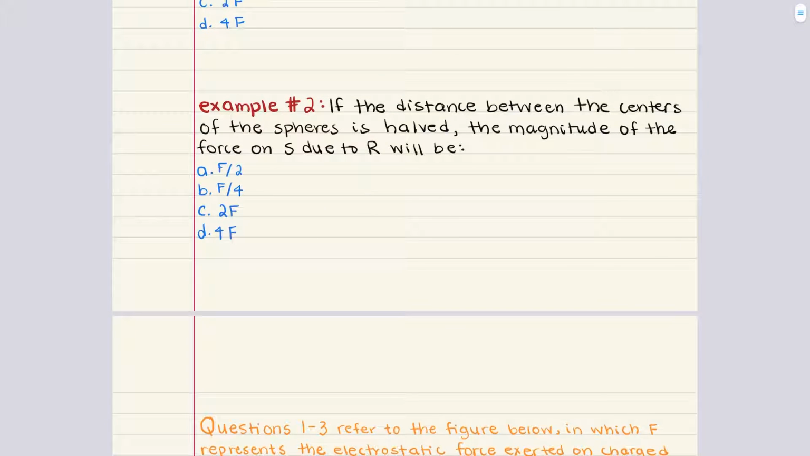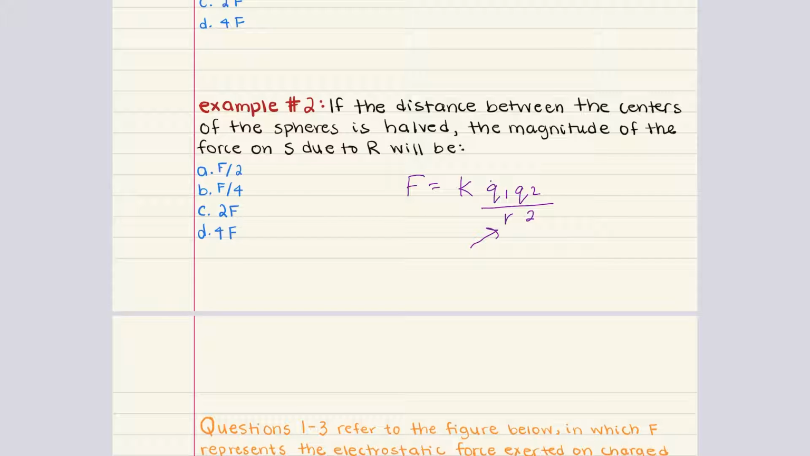Problem 2 says, if the distance between the centers of the spheres is halved, the magnitude of the force on S due to R will be blank. So here we're going to take advantage of Coulomb's law, which says that the force is equal to K Q1 Q2 over R squared. Now, what we see is that the force is inversely proportional to the square of the distance between the charges. That means that if the distance between the charges decreases, the force will increase. And if the distance increases, then the force will decrease.